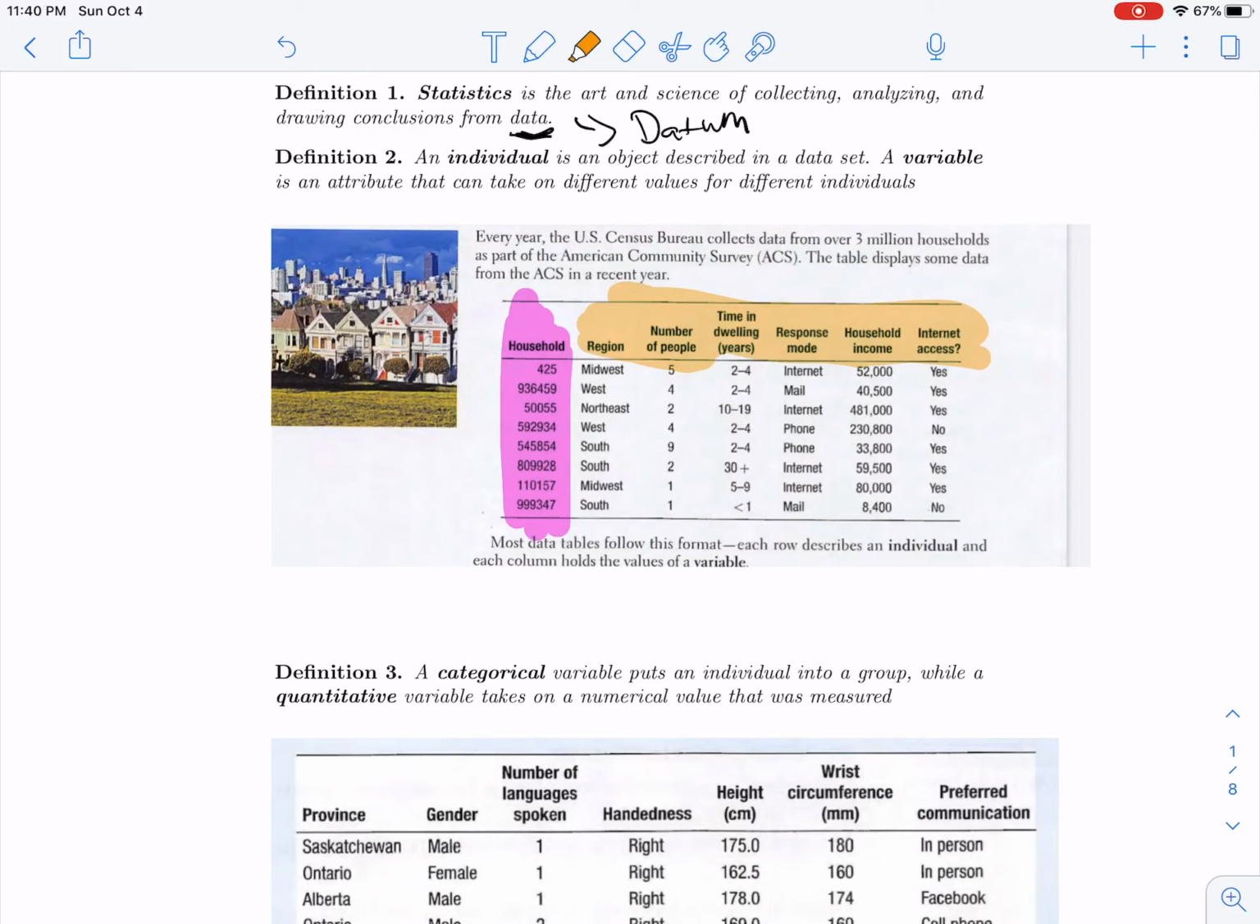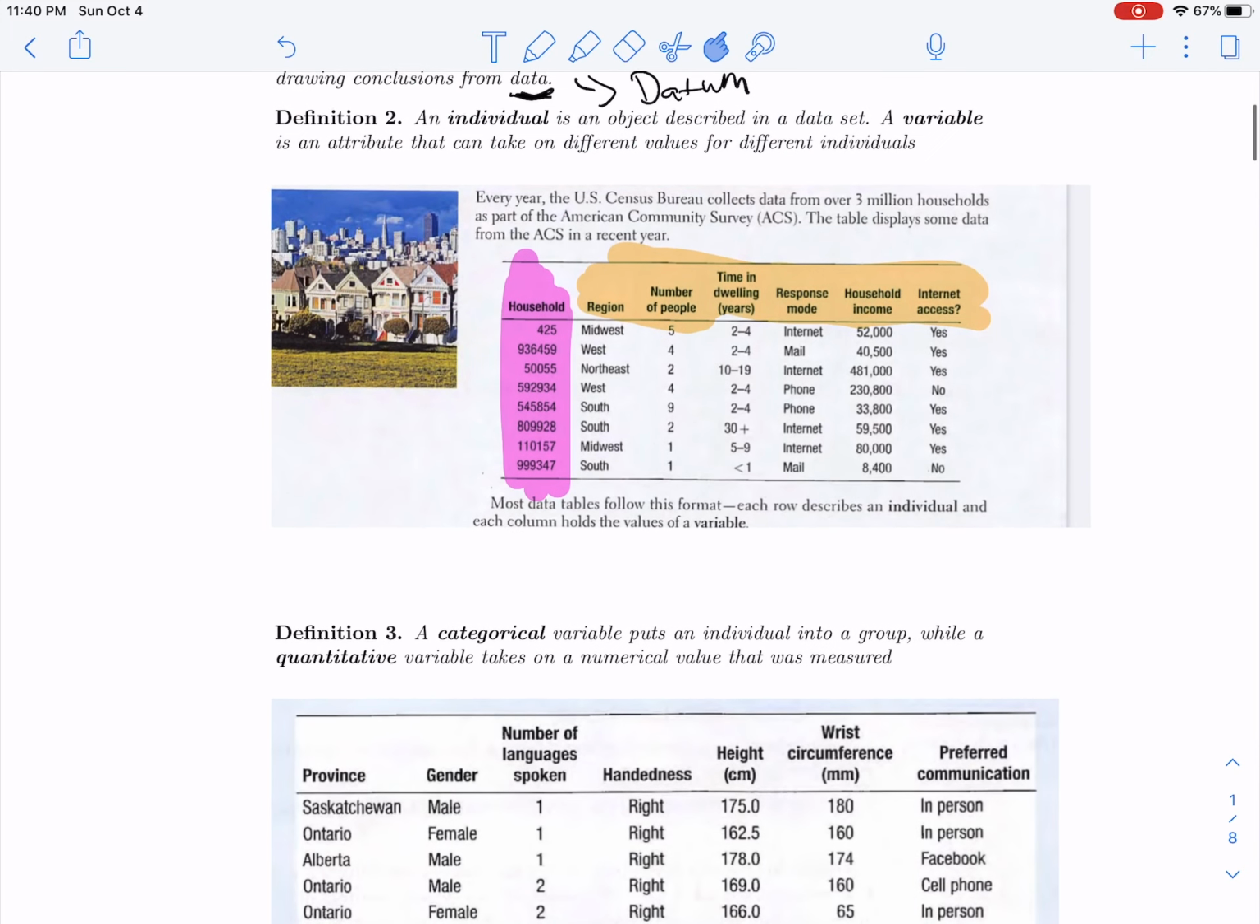Okay. Our next definition talks about types of variables. Variables can either be categorical or quantitative. A categorical bit of data is something that puts the individual into categories. A quantitative bit of data is something that tells you about some quantity related to the individual.